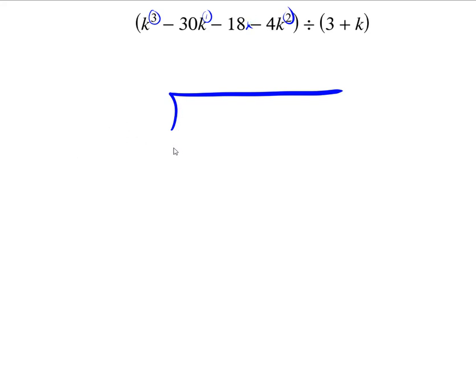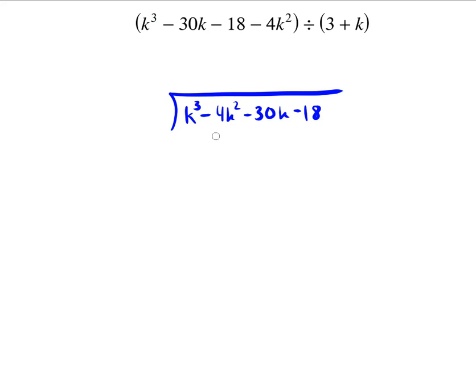So what I'm going to do is I'm just going to erase those because that would bother me, and I'm going to start off with my k to the third since that's my highest degree, right? My next highest degree is a negative 4k squared. My next degree is a negative 30k. And then I have subtracting 18 from it. All right, so this now is the polynomial I have to work with. I've just arranged it in its descending values of degrees, right?